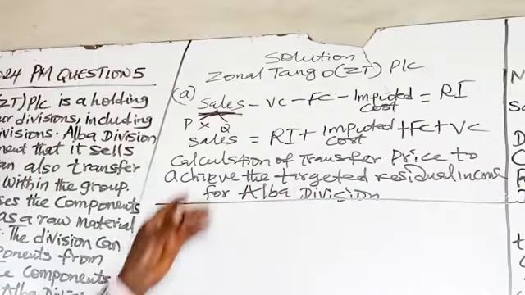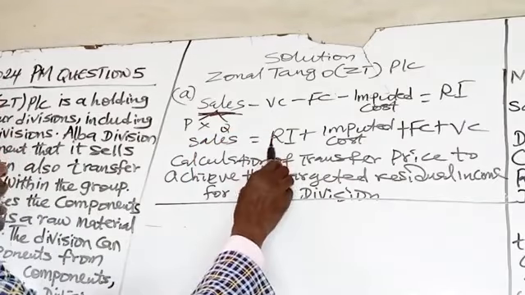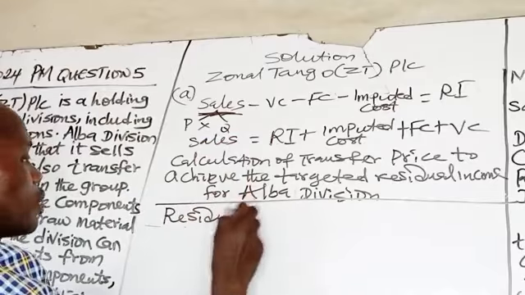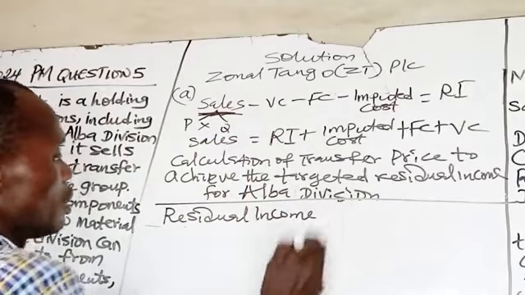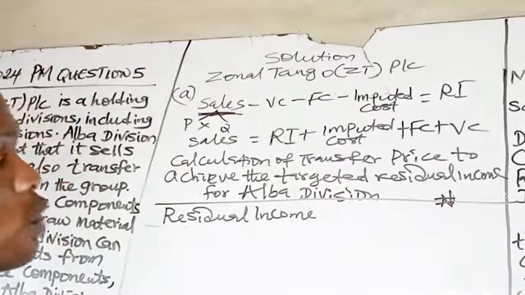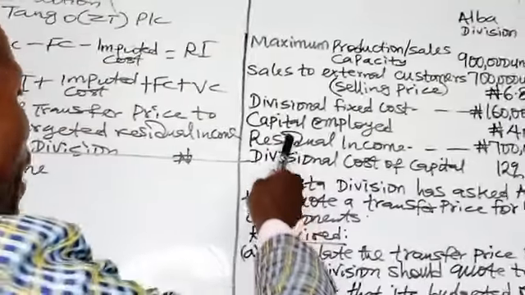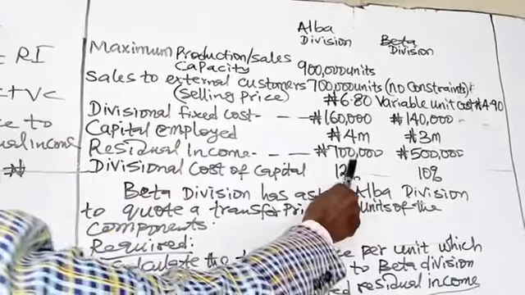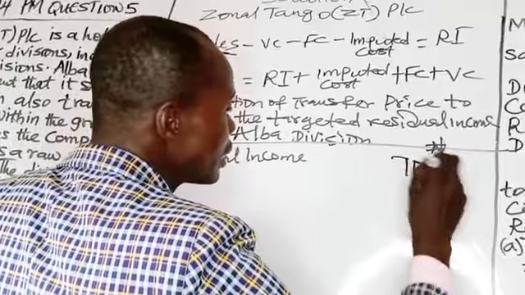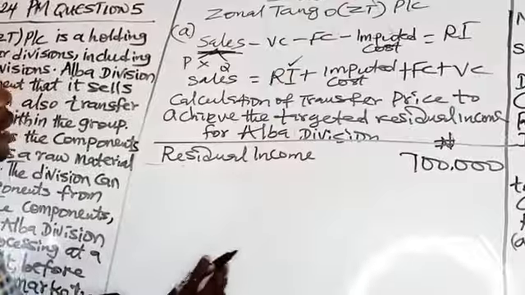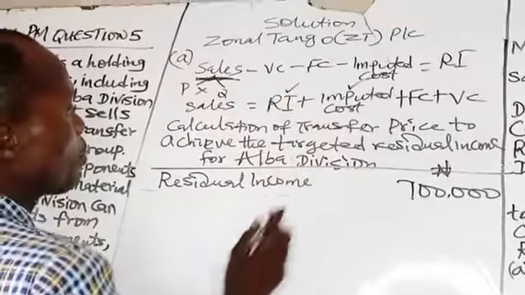So, if you look at this model, the first element there is residual income. So you start with the residual income. Now, let's go back to the question. How much is the residual income of the ABA division? We have the residual income of 700,000 naira. Residual income of ABA division is 700,000. After the residual income, the next element is imputed cost or imputed interest.